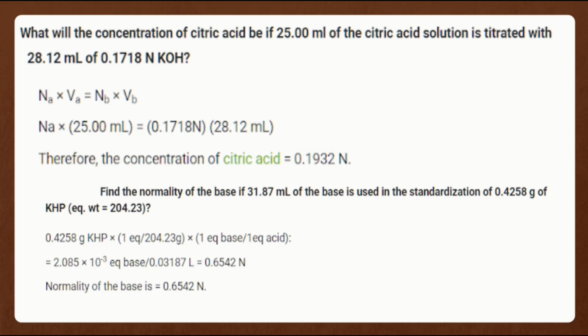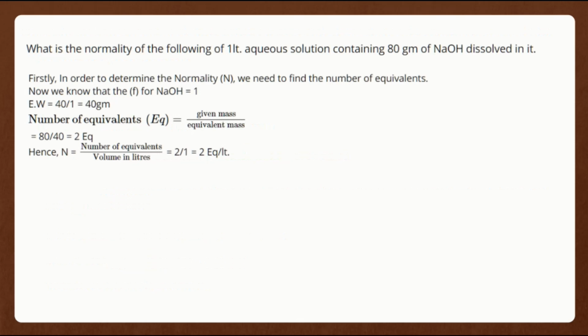Find the normality of the base if 31.87 milliliters of the base is used in standardization of 0.4258 grams of KHP, equivalent weight 204.23. 0.4258 gram of KHP into 1 equivalent by 204.23 into 1 equivalent base by 1 equivalent acid is equal to 2.085 into 10 power minus 3 by 0.03187 liters, which is equal to 0.6542 normal. Therefore, the normality of the base is 0.6542 normal.